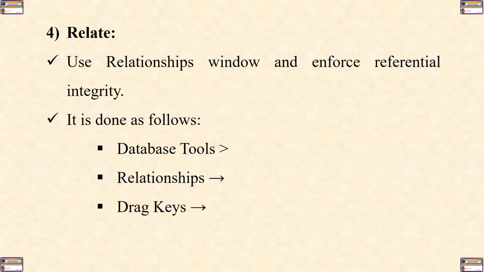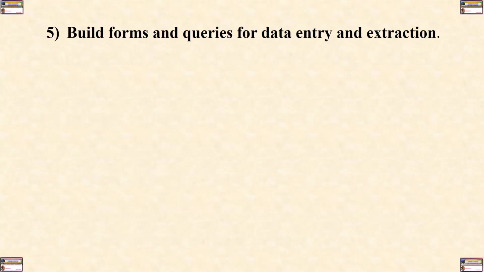And how do you do that? You do that by dragging one key from one table to a similar key in the next table. And then when a prompt appears, you click on enforce referential integrity. We are going to learn how to create these relationships in my subsequent presentation in the series.